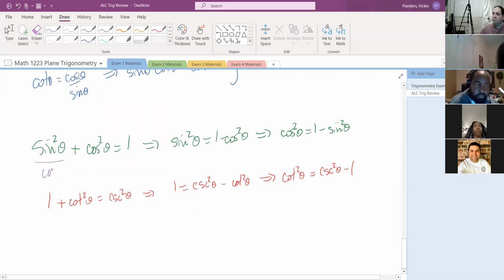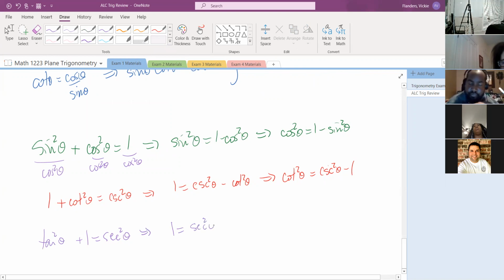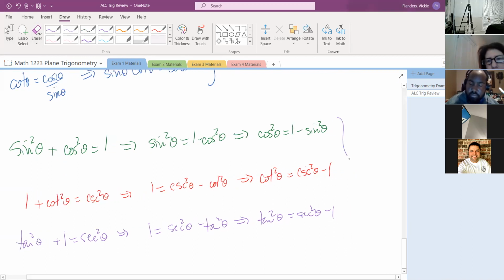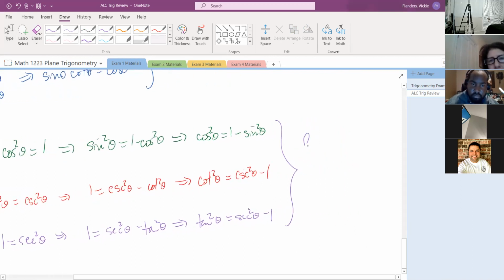And now I could divide everything by cosine squared theta. And I'll get that tangent squared theta plus 1 is secant squared theta. I can rearrange that: 1 is equal to secant squared theta minus tangent squared theta. And tangent squared theta could be equal to secant squared theta minus 1. So there are these 3 different identities, and they can each be written in 3 different ways. And these are called Pythagorean identities.